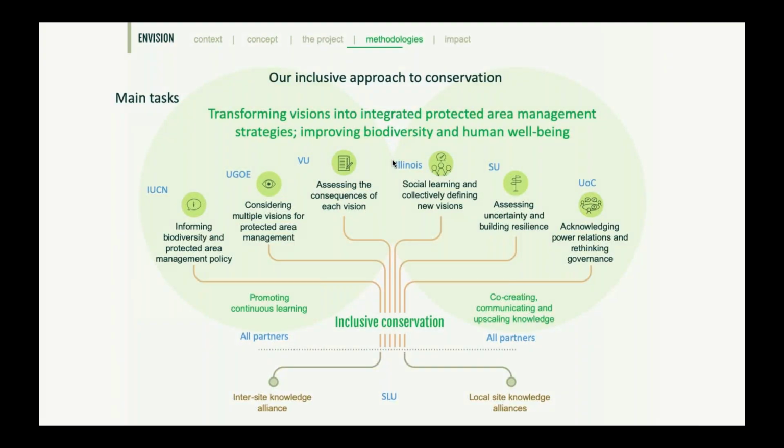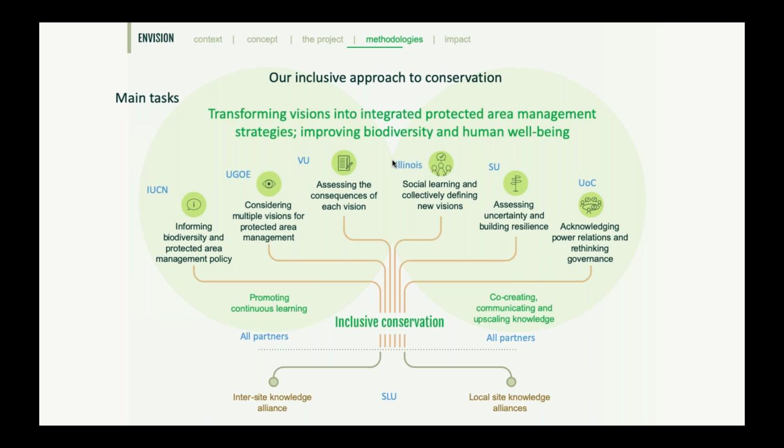This slide essentially summarizes our tasks. So we have, at our roots, or at our trunk, should I say, this focus on inclusive conservation, and our approach is guided by advisory boards at the local level, which we call Intersite, and at cross scales, we call it the Intersite Knowledge Alliance.